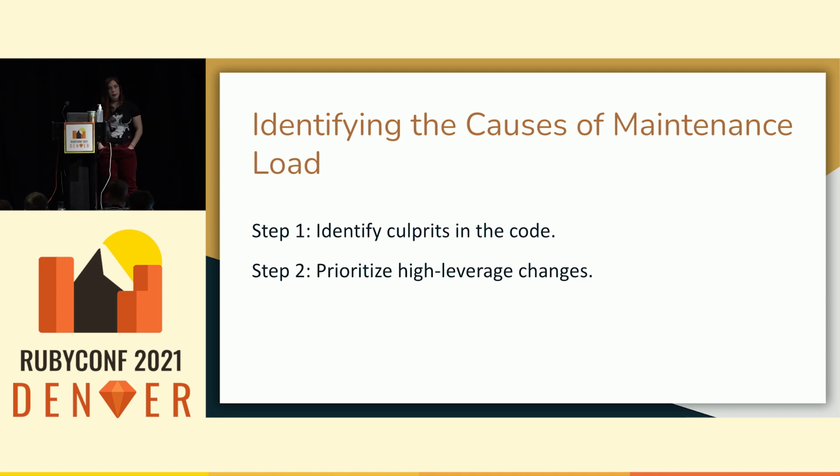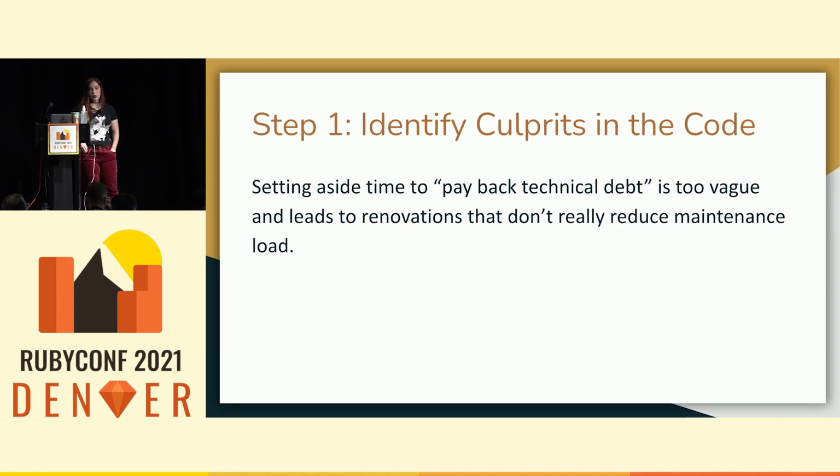Step one is going to be to identify culprits in the code. And in this section, I suspect I'm going to say some things that are not what you think I'm going to say. So we'll see what you think. And then the second thing you want to do is prioritize high leverage changes. And by high leverage changes, I mean changes that are going to bring down your maintenance load quickly. Let's go through this step by step. Step one, identify culprits in the code.